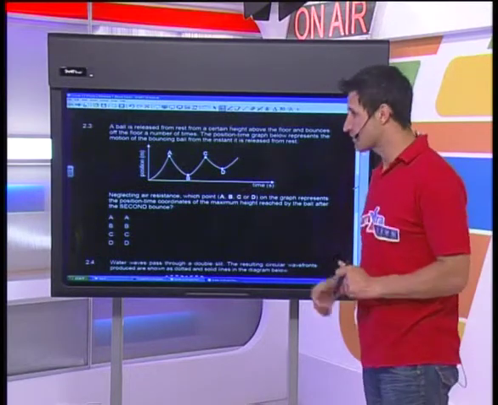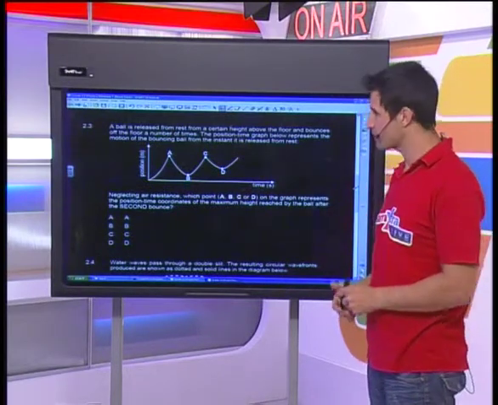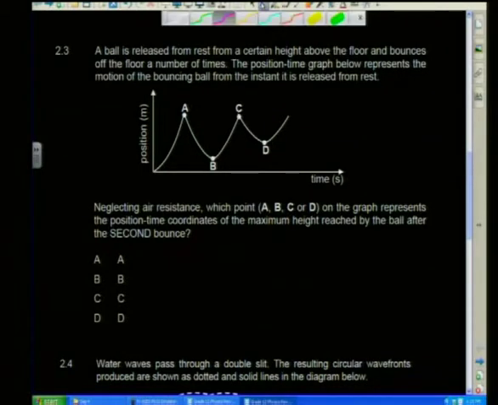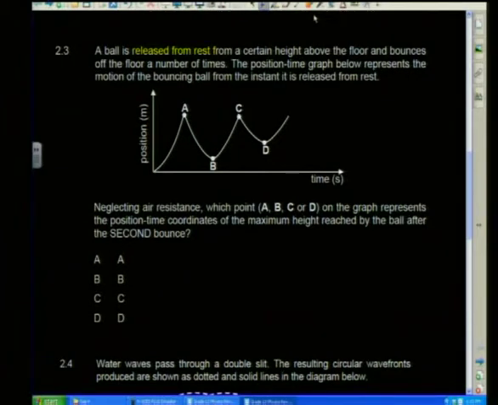Okay, now comes along a really weird graph. I'm pretty sure that the matrics kind of freaked out a little bit when they saw this graph at first, but it's actually easier than we think. Slow down, breathe, let's start reading together. A ball is released from rest. So I know that initially this object is being released from rest, from a certain height above the floor. And then it bounces off the floor a number of times. The position time graph below represents the motion of the bouncing ball from the instant it is released from rest.